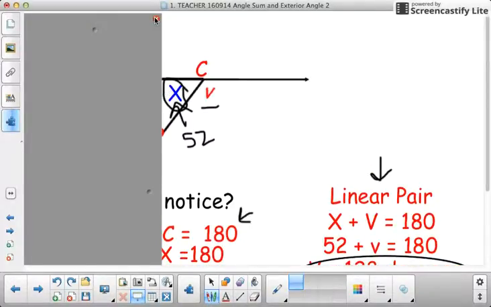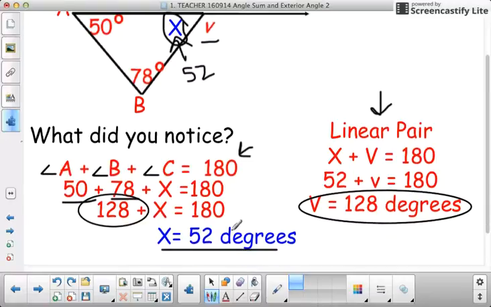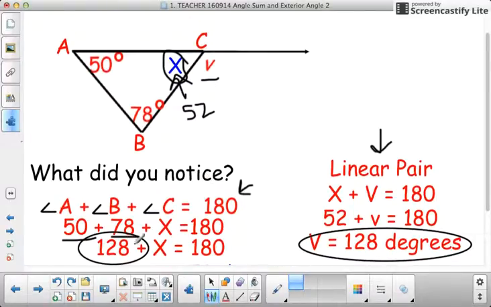But wait a minute, I saw that before. I have just proven the exterior angle theorem. 128 was over here when I added 50 plus 78. So if I say 50 plus 78, it will always equal this angle on the outside.